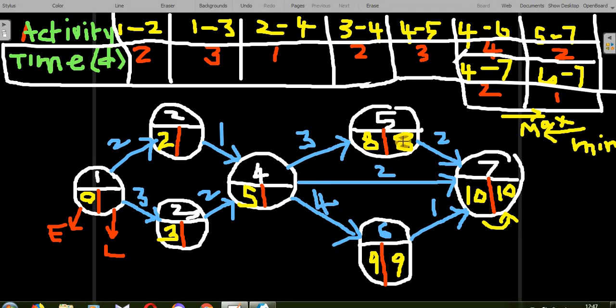So suppose you are calculating the latest time for the fourth event. From the fifth event to the fourth event, what is the latest time? 8 minus 3, 5 will come here. Come this way. What is the latest time? 10 is the latest time for 7. 10 minus 2, 8 will come here. Here 9 is the latest time for the sixth event. Therefore, the latest time for the fourth is 9 minus 4, 5. So if you come this way, you will get 5. This way, you will get 8. This way, you will get 5. So which is the minimum? 5. So the 5 we have to write here.